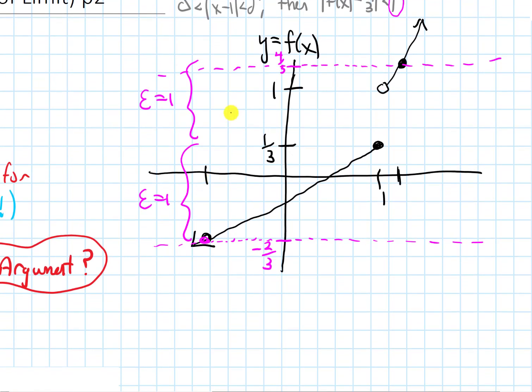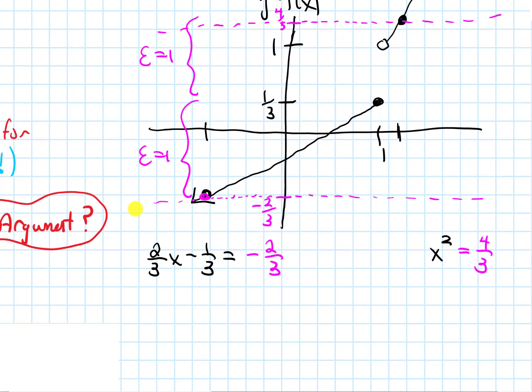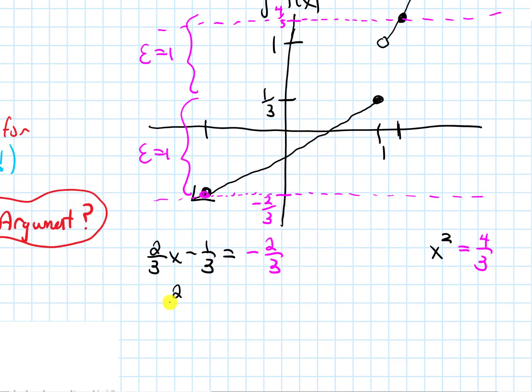So to find that second one, I need to know when that line has a y value of negative 2/3. So the line equation was 2/3 x minus a third, and I want to know when that equals the y value negative 2/3. Similarly, to get the 4/3 one, I'm going to have to set something equal to the y value 4/3. And it's the parabola piece that needs that y value. So I'll be setting x squared equal to 4/3. Okay, let's solve this line equation first. If I add 1/3 to both sides, we get 2/3 x equals negative 1/3. And now I'm going to multiply both sides by 3/2.